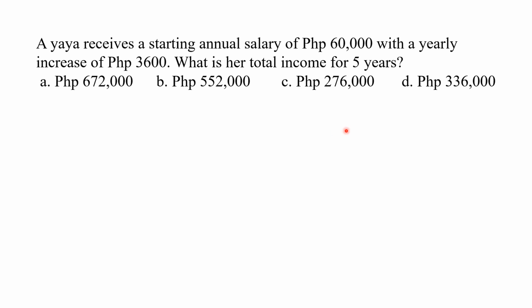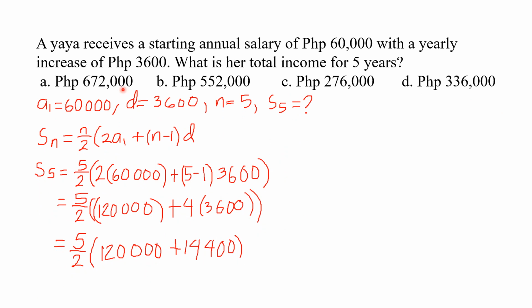Yaya received a starting annual salary of 60,000 with a yearly increase of 3,600. What is her total income for 5 years? So identify again what is given. We have a1 equal to 60,000, the common difference is 3,600, and the value of n is 5 because we're looking for the total salary she will receive after 5 years.